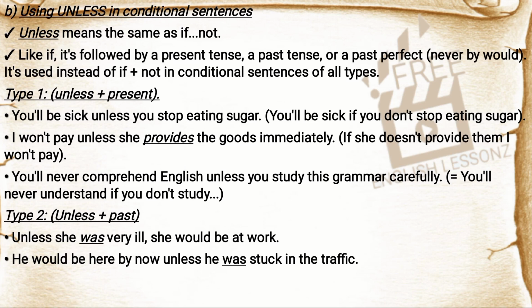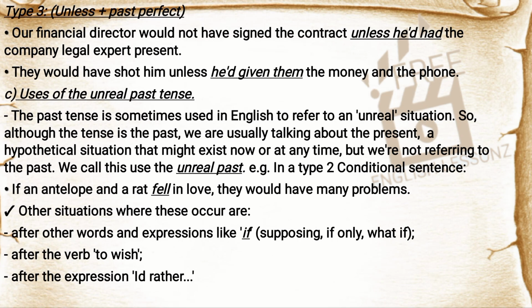Type 2: unless plus past. Examples: Unless she was very ill, she would be at work. He would be here by now unless he was stuck in the traffic. Type 3: unless plus past perfect. Examples: Our financial director would not have signed the contract unless he'd had the company legal expert present. They would have shot him unless he'd given them the money and the phone.